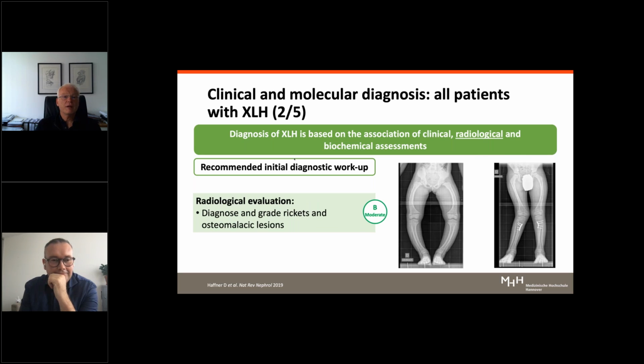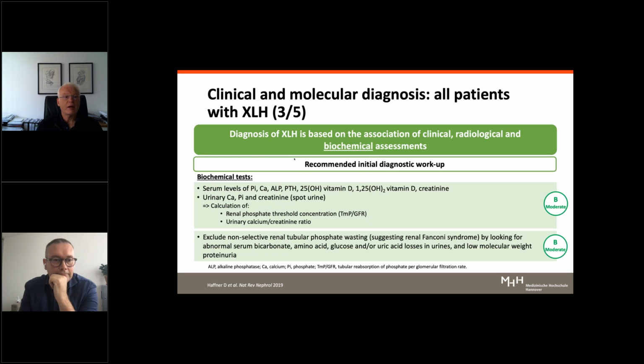Okay, and then we move on to the radiological workup. It's recommended to make a thorough radiological workup. The best would be to make a full screening of the lower legs to diagnose and grade rickets and to look for osteomyelitic lesions. And then we come to the biochemical part.